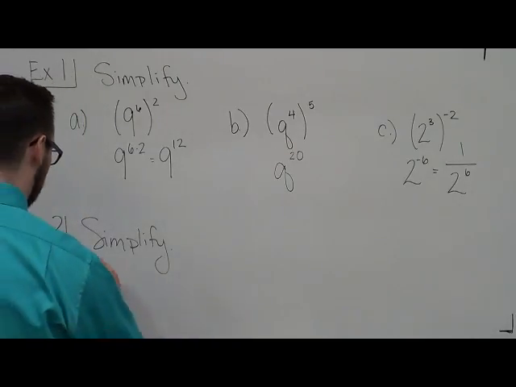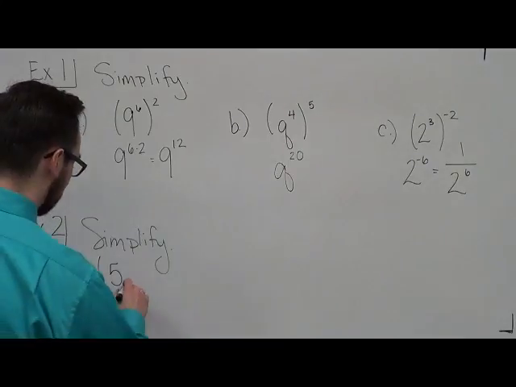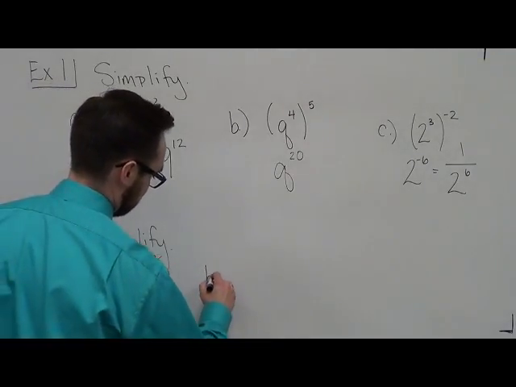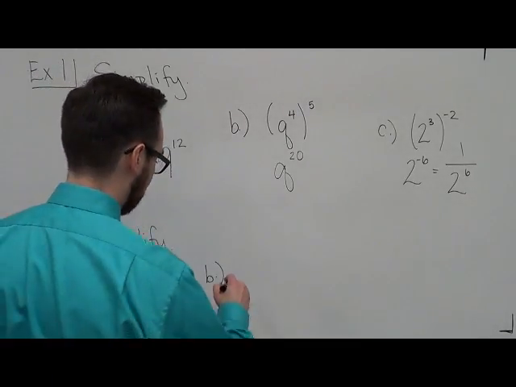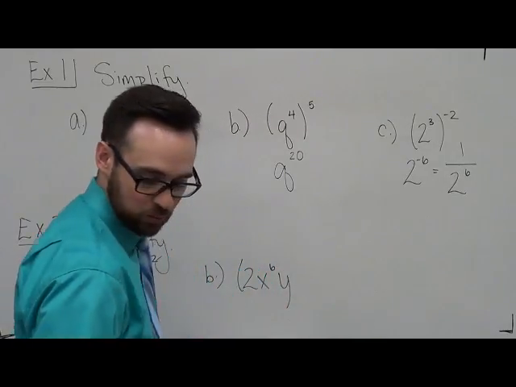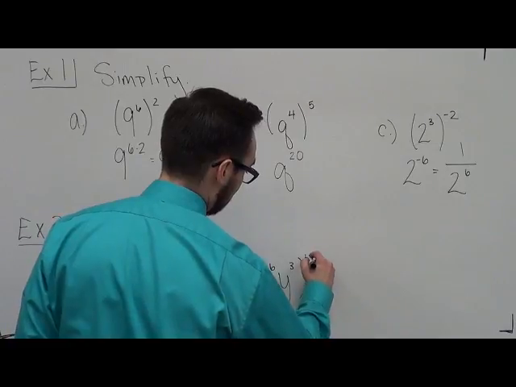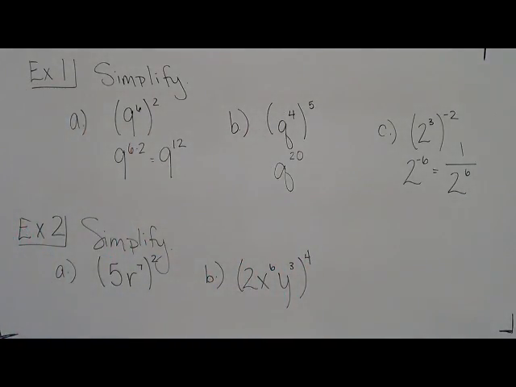So the first one we have (5r to the 7th) squared. Then we're going to have (2x to the 6th, y to the 3rd) all to the 4th. Okay, so we're just going to do 2 because that last one gets pretty lengthy. And then once you get the hang of it, they're all going to be pretty similar.